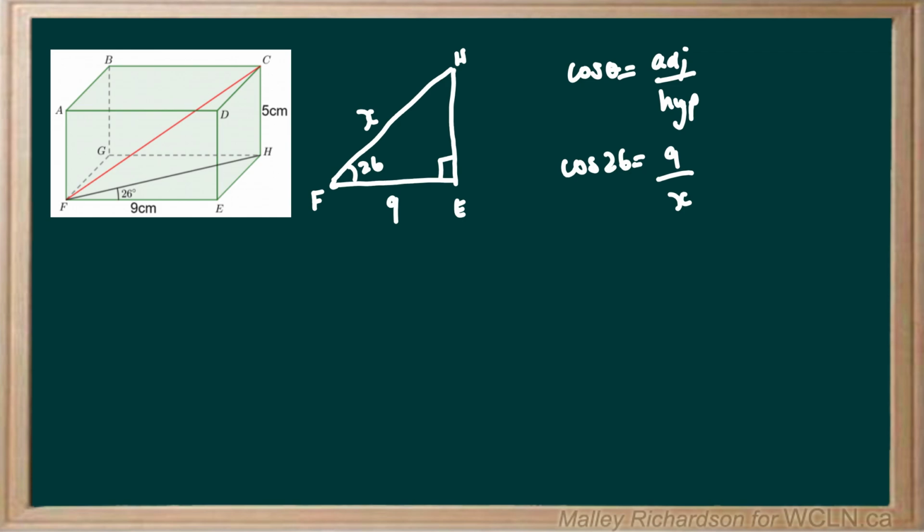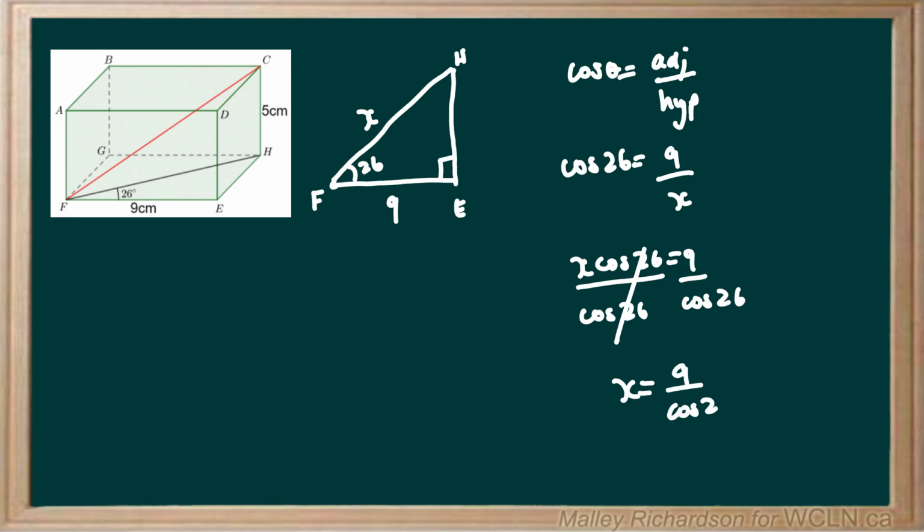Cross multiplying by X, we get X cos 26 equals 9. Now to get X by itself, we want to divide both sides by cos 26. And those two cross off, and we're left with X equals 9 over cos 26. Now plugging this in your calculator, you get your answer of X to equal 10.01 centimeters, which can be rounded off to 10 centimeters.